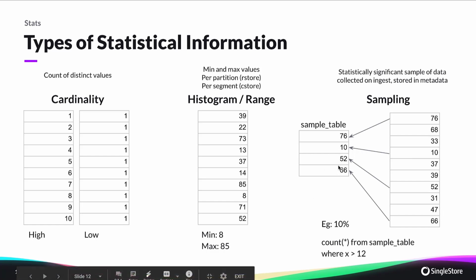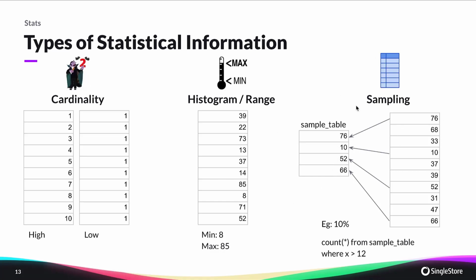And this percentage that we store in this sampling table is scoped for how big your table is. So I'm going to represent these with these little images. Cardinality is a count of distinct values. So here is the count from Sesame Street. Histogram is going to be your min and max. And sampling is a small table that we store in metadata.